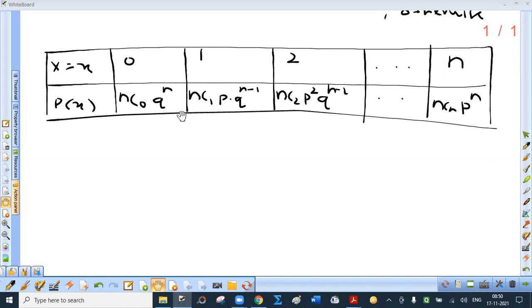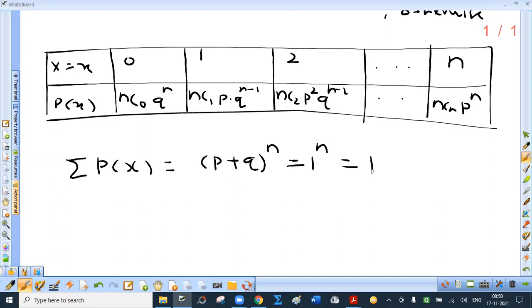Now, the interesting part is if you add all these, you will notice that this is the expansion of (p + q)^n. Now, p plus q is nothing but 1, so 1 raised to n is 1. This agrees with the fact that for a probability mass function, the sum of all probabilities is 1. And of course, for individual probabilities, p(x) has to be greater than or equal to 0. Is that clear?